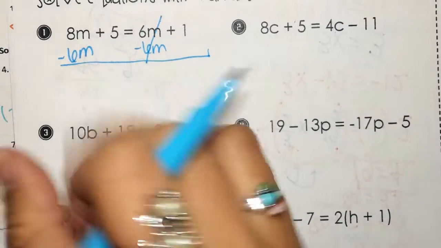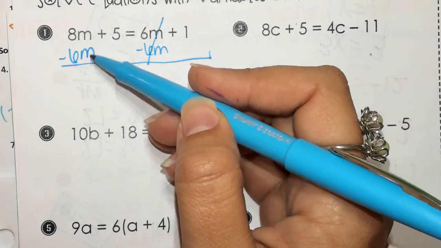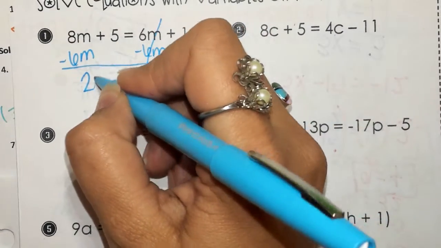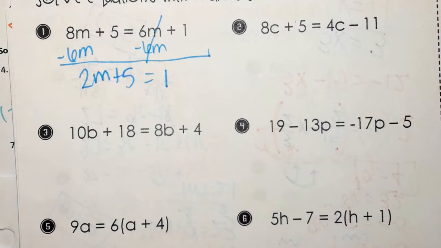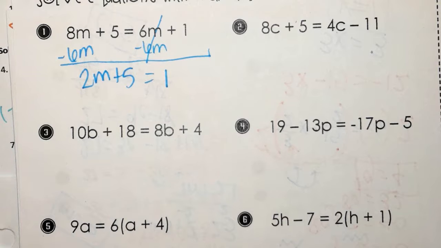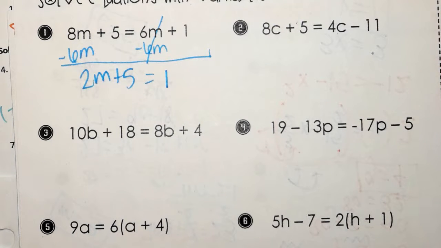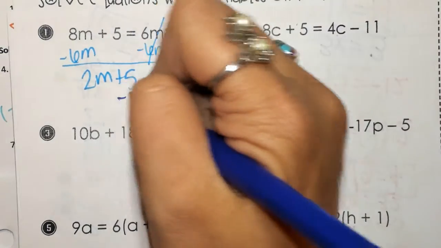8m minus 6m is? Okay, so we have 8 minus 6 is positive. All right, now what do we do? Subtract the 5. Both sides. Both sides. You're welcome.